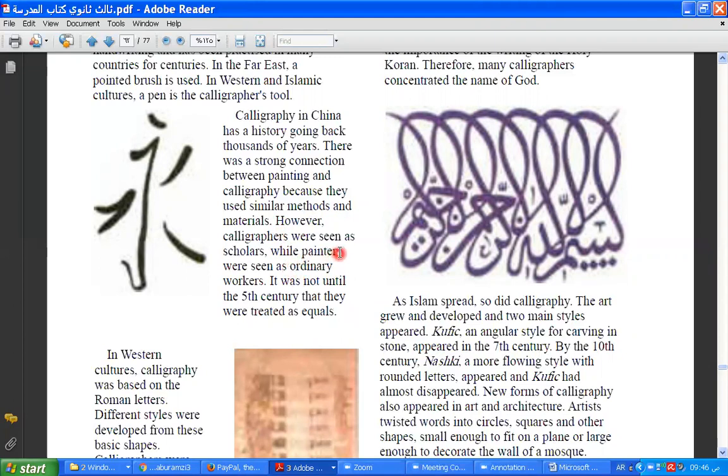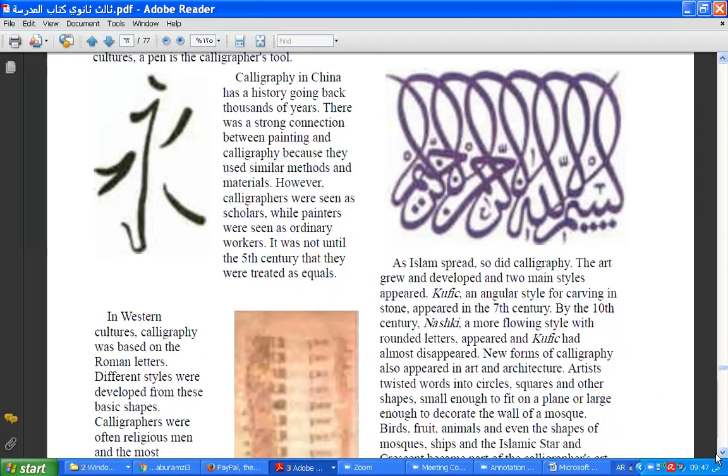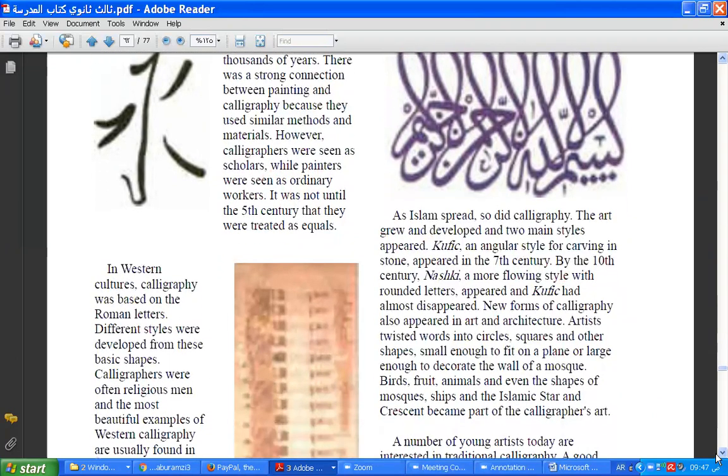But for them, calligraphers are like scholars. Why were calligraphers considered like scholars? But painters are like ordinary workers, they are not scholars. Do you have an idea about this, Amy? Why do you think it's like that?